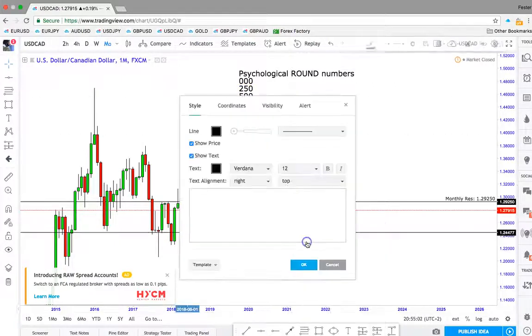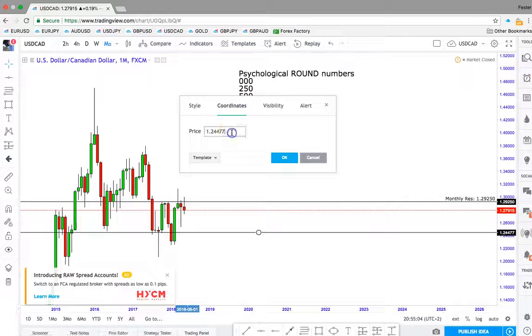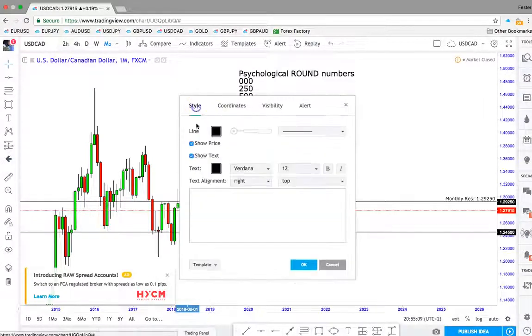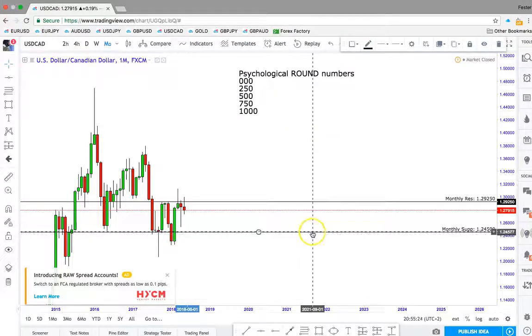So all we do is we format it, go to coordinates, change it to 24500. We'll then go to star, and we'll then say monthly support: 1.24500. Okay, once it's done, we click on it, and don't forget to lock.